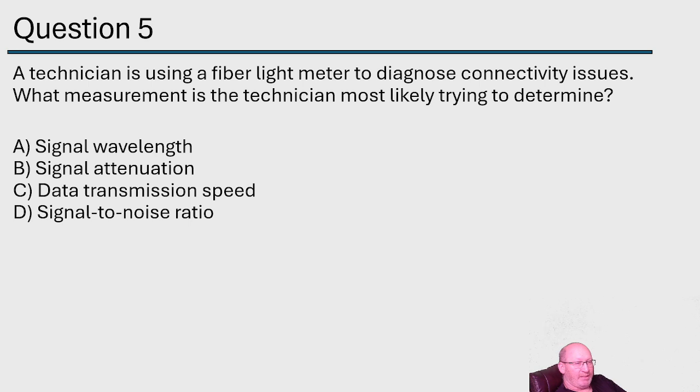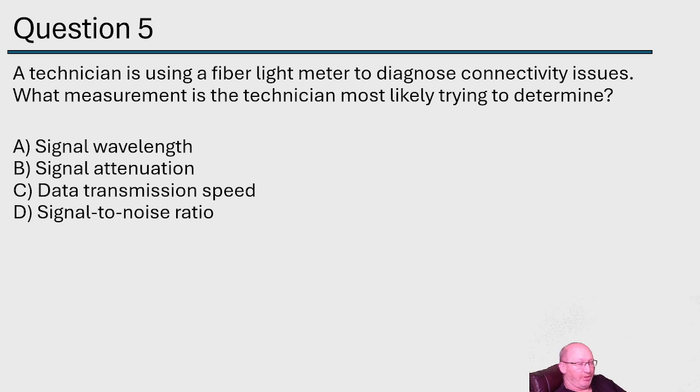Okay. Signal attenuation. I like signal attenuation. Is that the correct answer? Maybe. Data transmission speed with a fiber line. Could the light meter detect data transmission speed? Maybe. That's another good one. B and C being our top ones. And of course, signal to noise ratio.